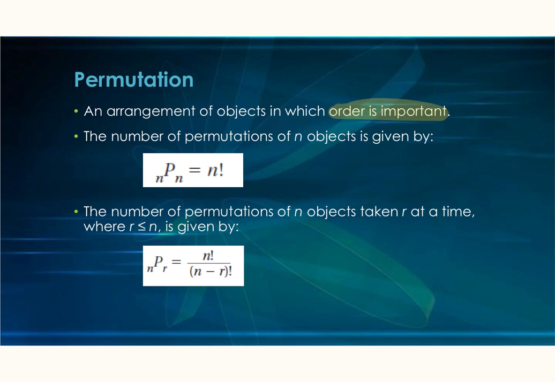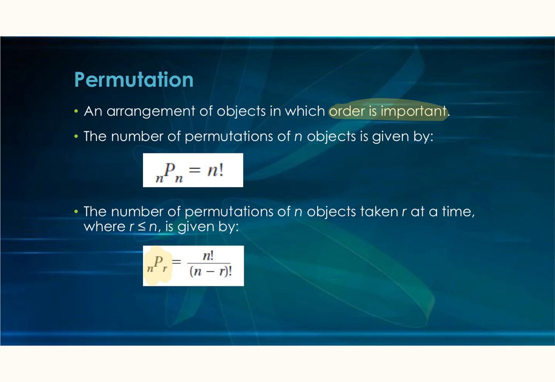Under that says the number of permutations of n objects taken r at a time is, and this little nPr is what we call this. But this formula is n factorial over n minus r factorial, where n is the total number and r is the number you're pulling from that.